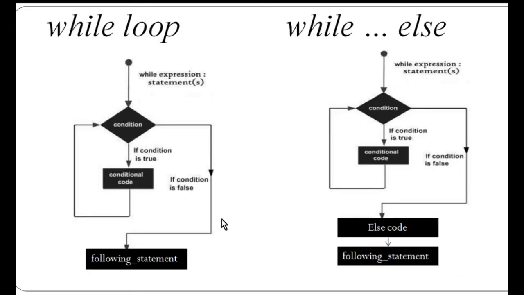This is the flowchart for a while loop. You are checking a condition, and if it is true, the conditional code is executed. Again the condition is verified. Once the condition is false, you go to the next statement following the while loop. Suppose you have a while else. Here you can see that as the condition becomes false, you have to execute the else code and then control goes to the statement following the while loop.